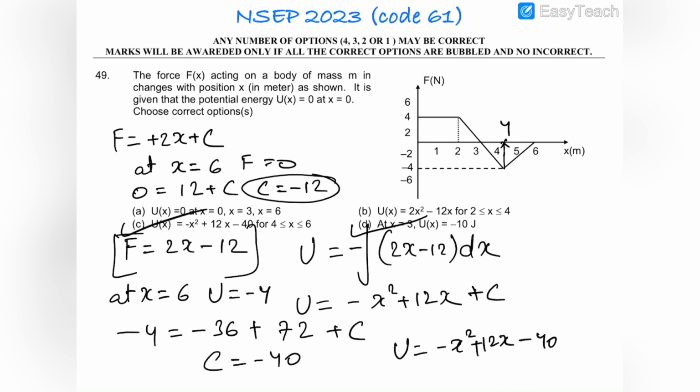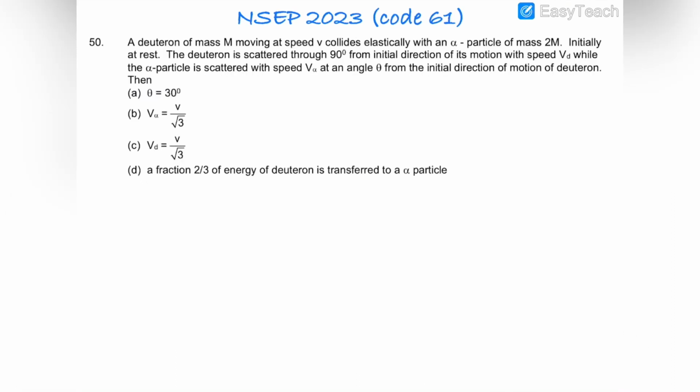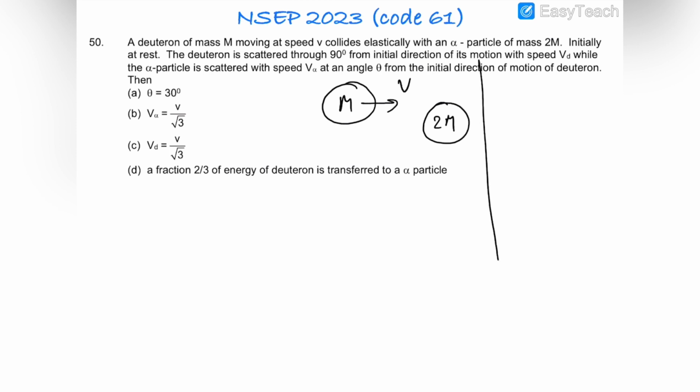Now we move on to the next question. In this question you can see that there is a deuteron, which is moving with the speed of v. It collides elastically with another particle, which is an alpha particle of mass 2m, which is at rest. After collision, the alpha particle moves at an angle of theta like that with v alpha, and the deuteron moves like that with vd.